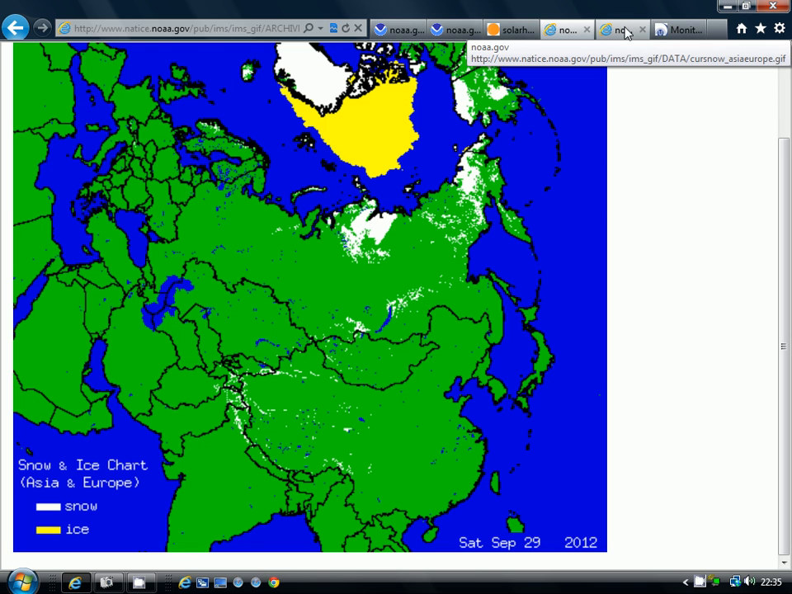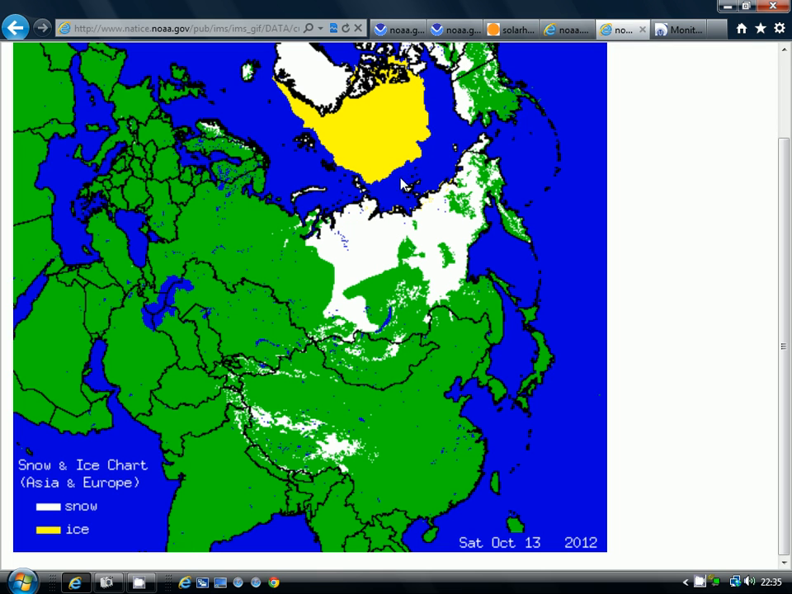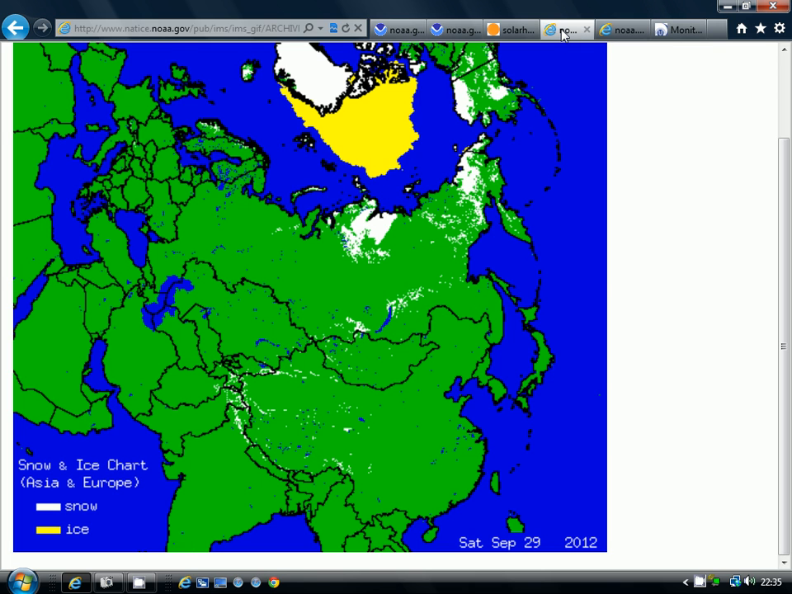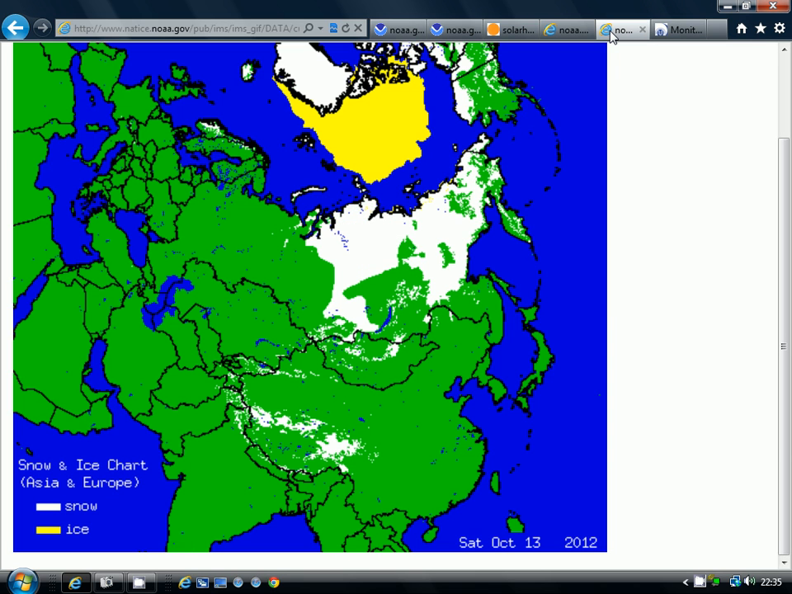So now, having a look at the latest chart, we can see we've seen a big increase in both ice and snow cover. Let's start with ice first of all. Here is the latest Arctic sea ice extent. We can see that we've seen a big increase if we go back. That was the situation on the 29th of September. If we go forward again to today, the 13th of October, again a big increase of sea ice from the pole and to the south, heading down in that sort of area there.